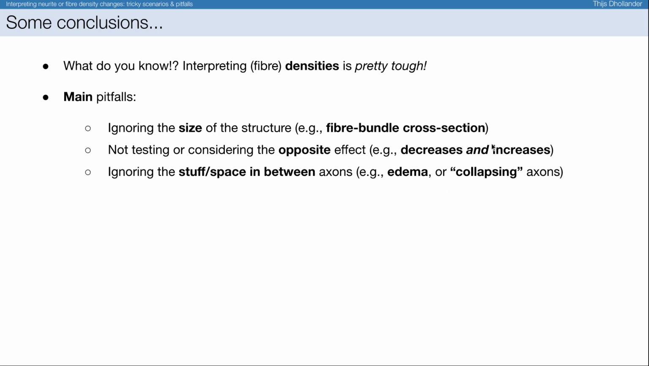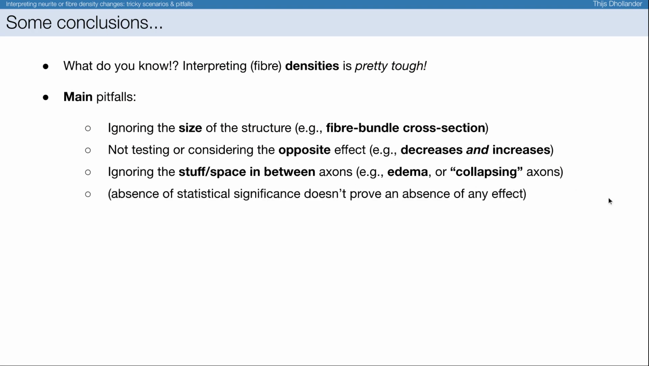So most of this then happened due to stuff or space in between the axons. So edema or swelling or inflammation might cause the volume to increase but the density of axons to decrease. Or the other way around, with atrophy axons might collapse. And if they collapse, the density might actually go up even though the cross-section goes down. So you need to think of the full picture again, also the space in between the axons. And then I haven't even touched upon this, but an absence of statistical significance doesn't prove an absence of any effect. So whenever we found no differences, well, we actually didn't find that. We just failed to detect a difference. You also need to take that into account.